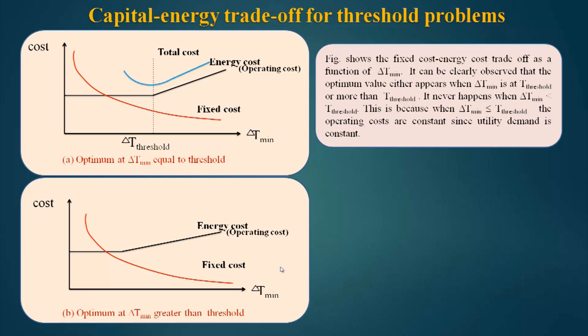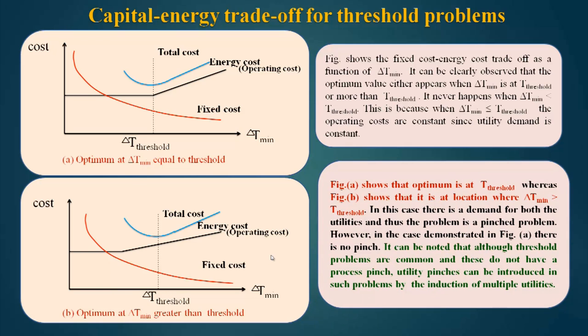When delta T minimum, which is the minimum driving force available in the heat exchanger network, increases, then the area decreases for a fixed value of Q and a fixed value of U. And when we combine these two costs, then we get a total cost, and this is the total cost figure. But here the most important thing is that the minimum of the total cost figure does not match with the delta T threshold. So, it is greater than the delta T threshold. Figure B shows that the optimum location is where delta T minimum is greater than delta T threshold. That is, the optimum lies in an area where delta T minimum is greater than delta T threshold.